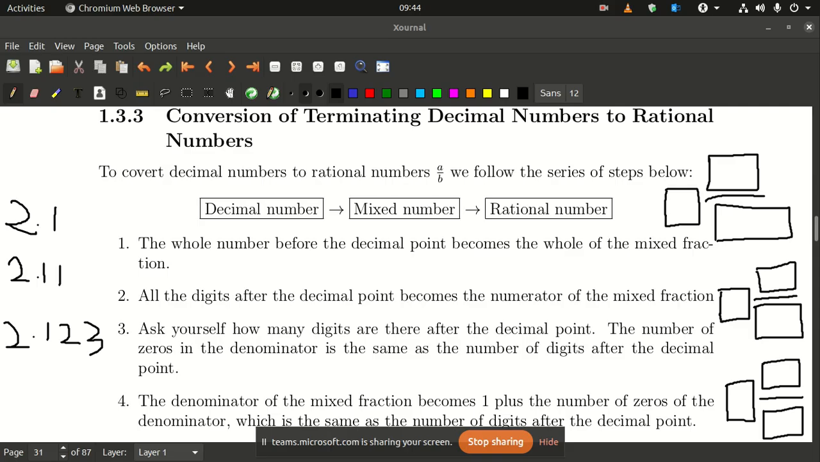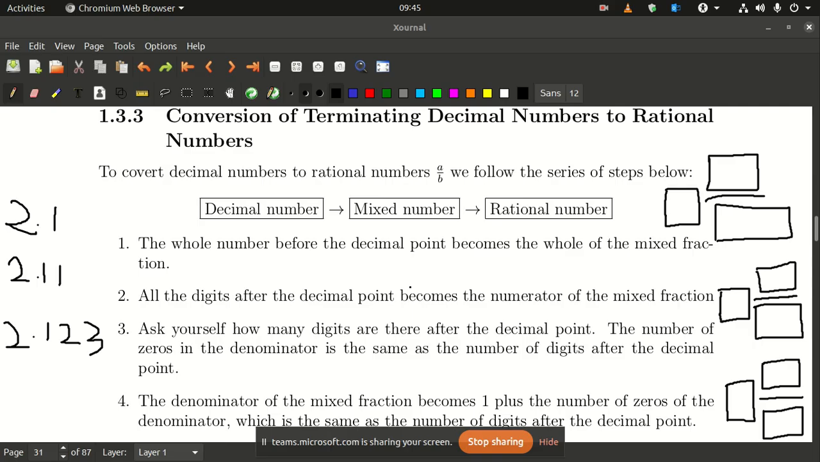Or simply put, rational numbers in this form, think of them as proper fractions, improper fractions, and also decimals that can be written in terms of proper fractions and improper fractions. Think of them like that. And how do we convert decimal numbers to rational numbers? Of course, we have this series of steps.